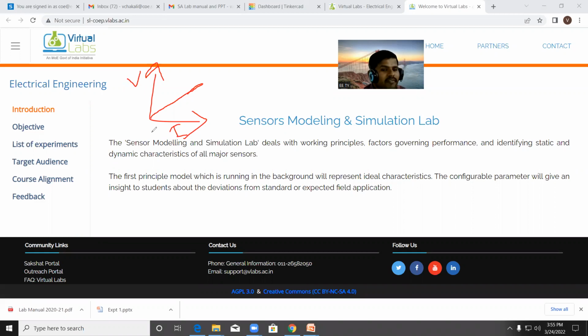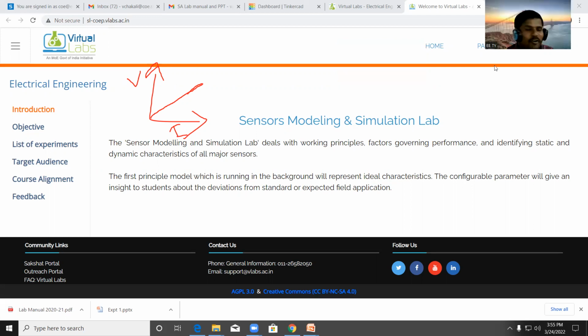So here we will be discussing the characteristics of that sensor in the ideal condition, or ideal characteristics. If you are using that sensor in the field, there may be some deviation, right? Otherwise you people tell me, sir, we have performed the practical. In that practical, the output obtained from that sensor is 80 degrees Celsius, but in the field it will be somewhat 90 degrees Celsius.